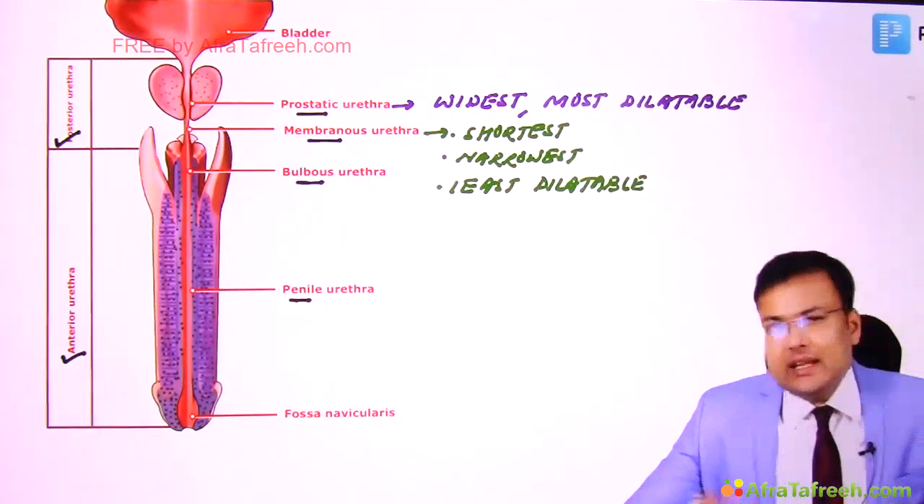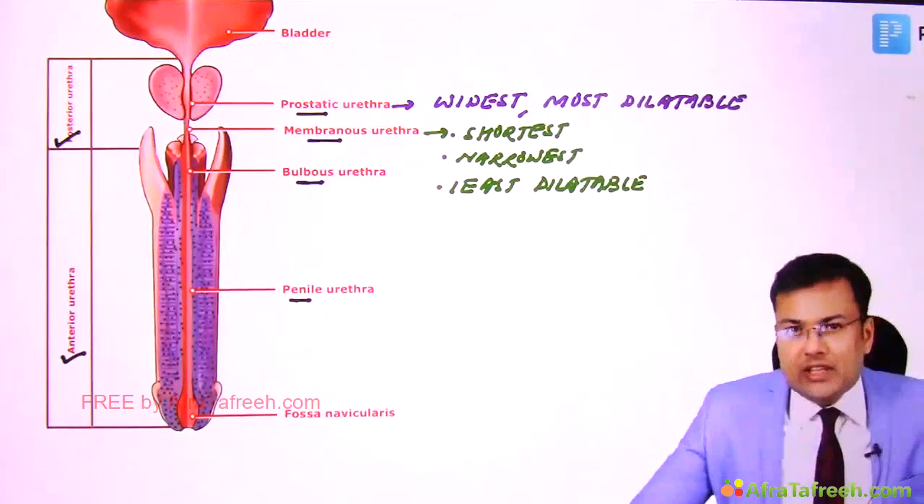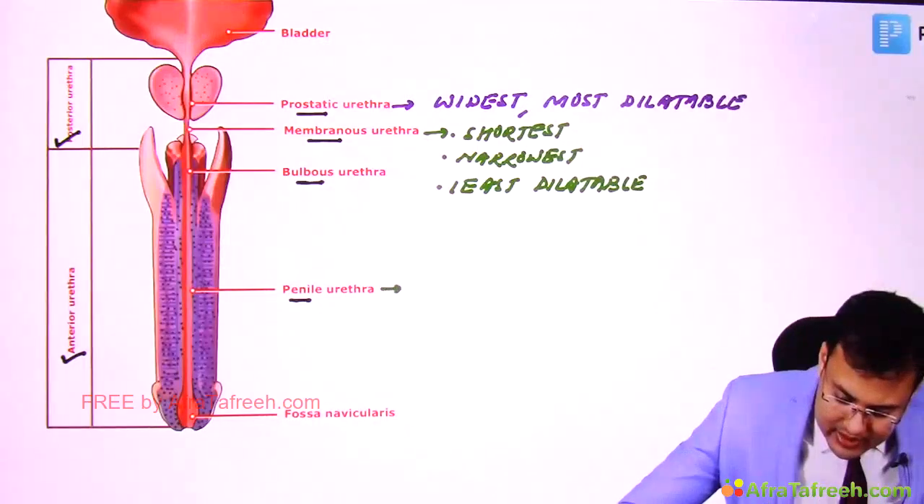In this diagram you can see which urethra is longest. So you can see that penile urethra is longest.